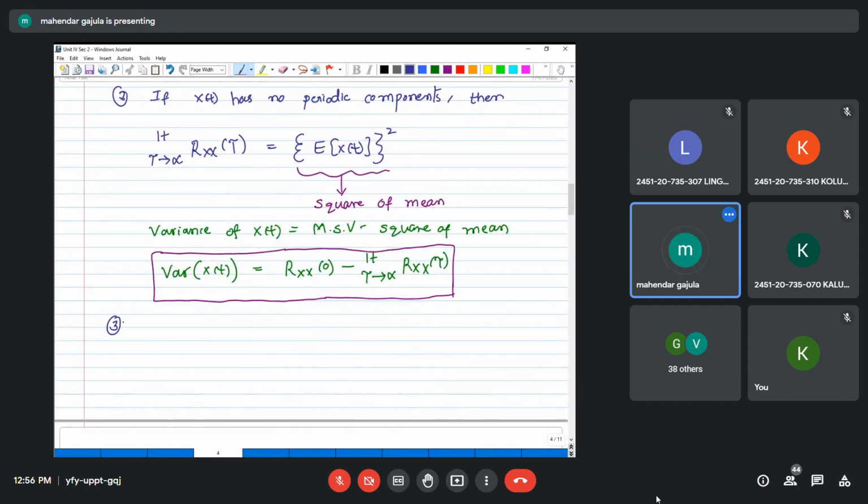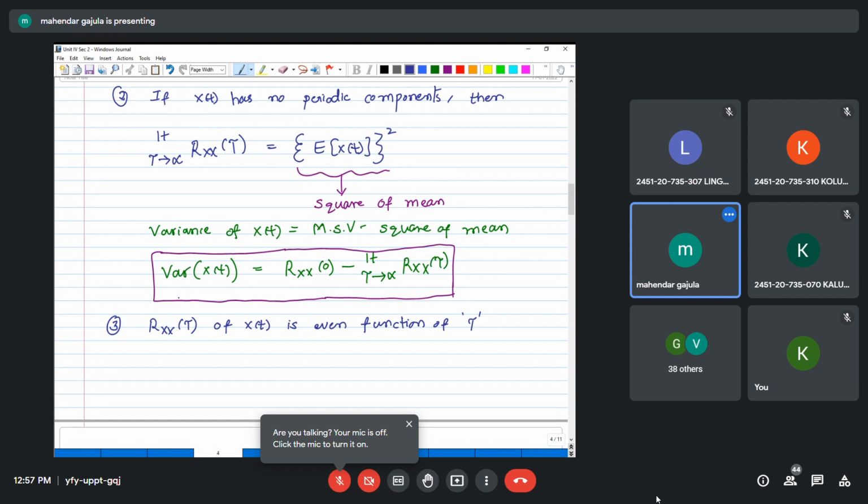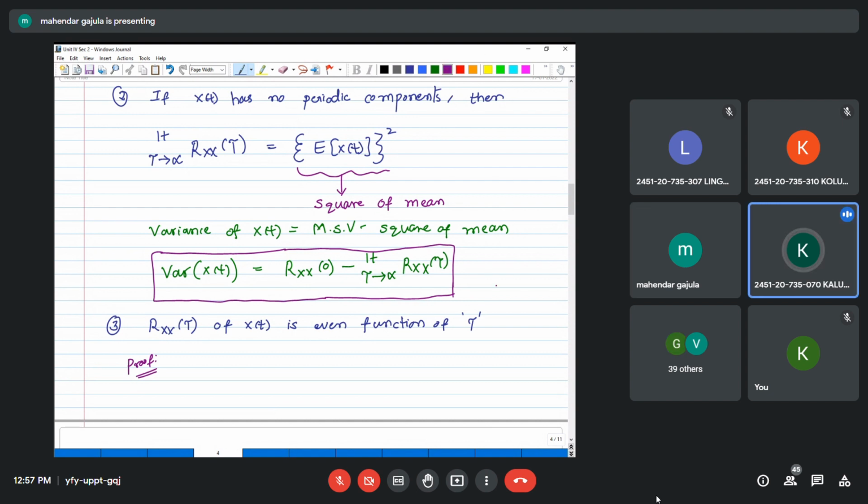And the third one: R_XX(tau), the autocorrelation of the random process x(t), is an even function of tau. What is meant by an even function? Can someone give me an example of an even function? You learned in intermediate trigonometry: f(-x) equals f(x). Here f means the autocorrelation function. Autocorrelation function at minus tau equals the autocorrelation function at plus tau. This one you have to prove. f(-x) equal to f(x) is an even function, and that f is here the autocorrelation function.